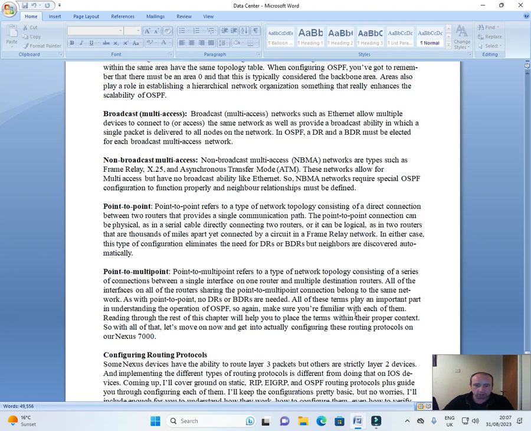So again, make sure you're familiar with each of them. Reading through the rest of this chapter will help you place the terms within their proper context. So with all that, let's move on now and get actually configuring the routing protocols on our Nexus 7000.